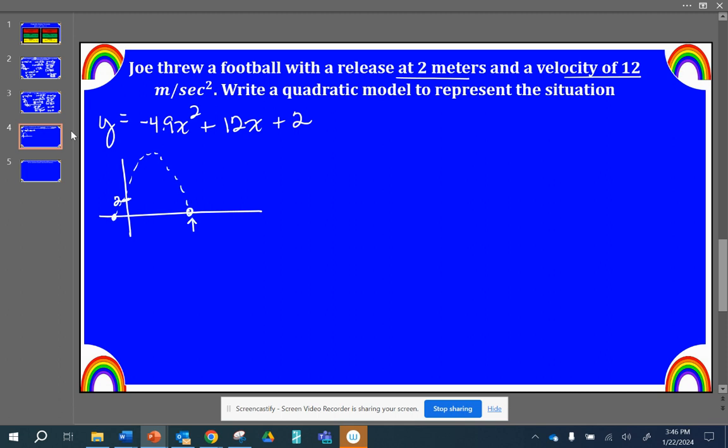So this will be the positive root. This will represent how long it takes to hit the ground. This point is going to be how many seconds it takes to reach that maximum height. So let's find the vertex. So we're going to have seconds, comma, meters this time. So x equals negative b over 2 times a. Okay, so this is going to give us our seconds.